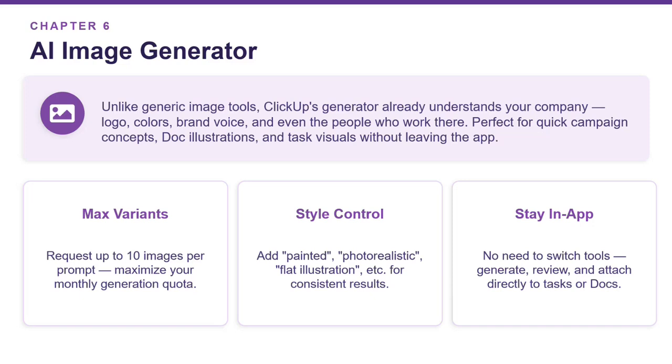3 practical tips on the bottom of the slide. First, you can ask for up to 10 image variants in one prompt, which helps you get the most from your monthly generation limit. Second, you can control the style by adding words like painted, photorealistic, or flat illustration. Third, everything stays in app: generate, review, and attach right to the task or doc.